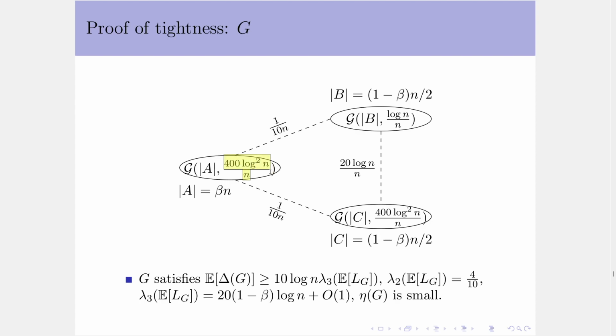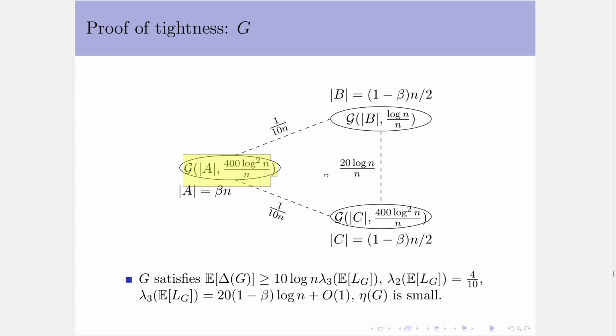And we add edges inside A and C with some constant times log square n over n to make it denser than log n over n. And we add edges in the interior of B with some probability log n over n. So the minimum cut in this graph can be seen to be A and B union C.